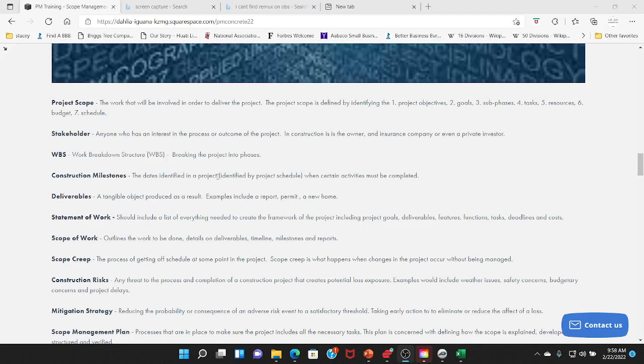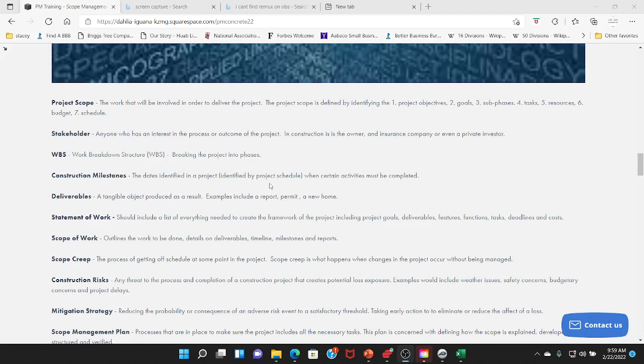Okay. Statement of work should include a list of everything needed to create the framework of the project. Everything needed in order to create the framework of the project. So framework is different than the details. Framework of the project including project goals, deliverables, features, functions, tasks, deadlines, and costs.